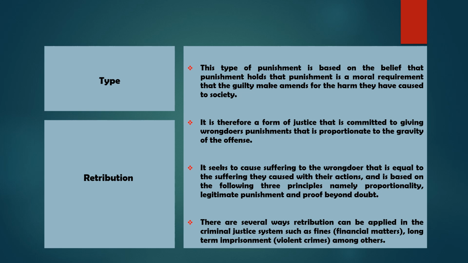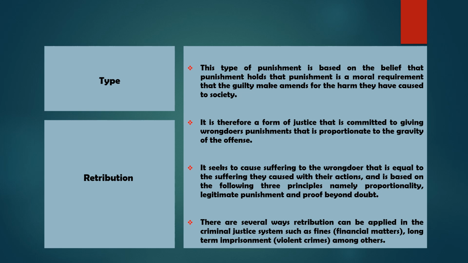And the third one is that before punishment, there must be sufficient proof beyond reasonable doubt that the act for which a person is being accused of is actually the one that the person committed. So that a case in which a person is unfairly punished or is punished for acts that he or she did not commit does not arise.